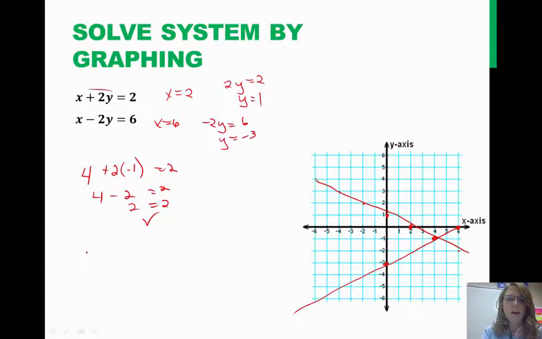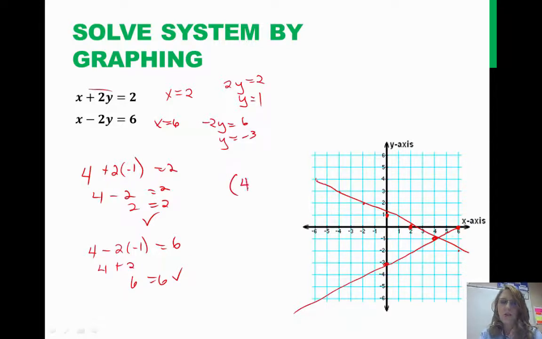Now let's try it again. 4 minus 2 times -1 equals 6. Yes, this is going to work. So 6 equals 6. So that is indeed the solution to our set. So the solution to our set is 4, -1.